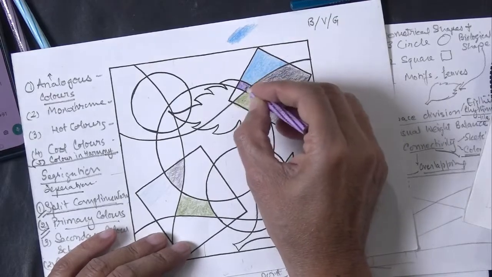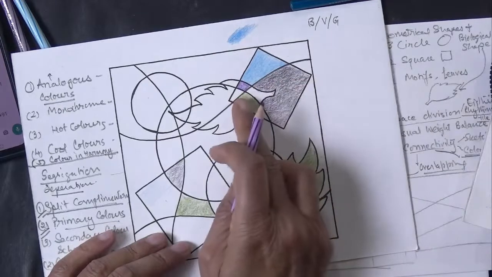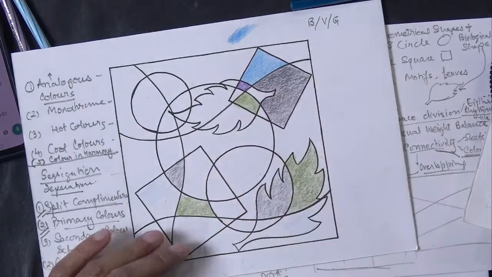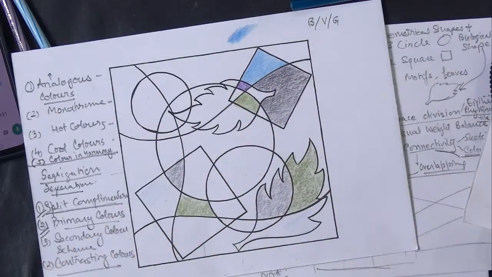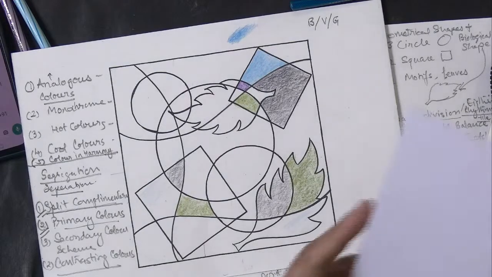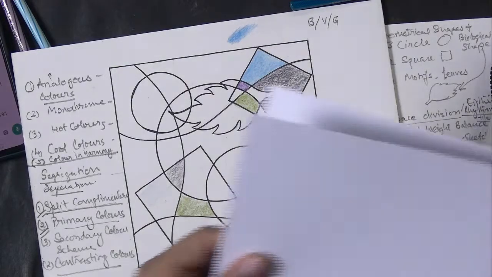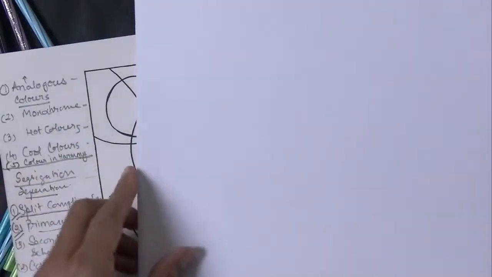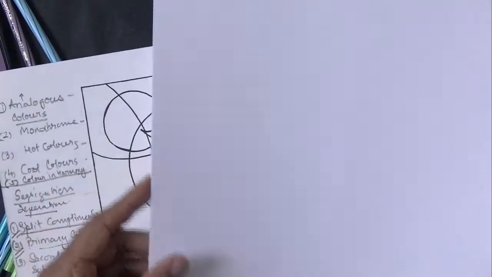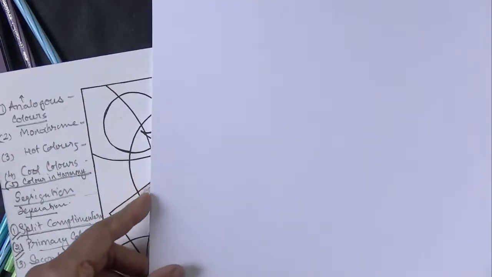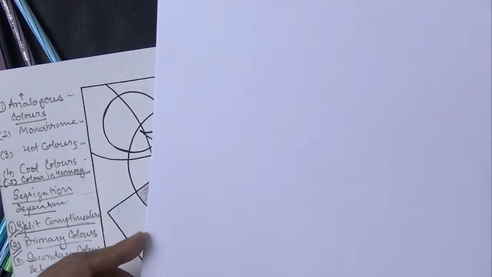I have used a different shade of purple. Friends, this is what you can see as a sample of super white sheet, but right now what I am showing you is an ivory sheet, 300 GSM.